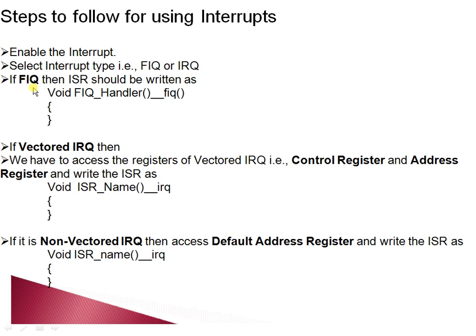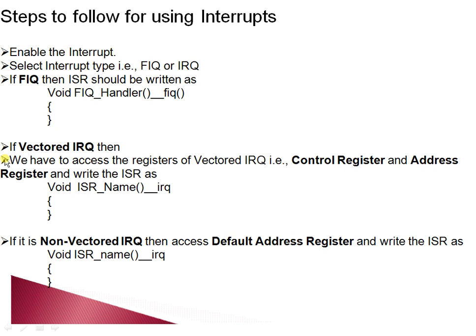If it is an FIQ, then we have to write an ISR with this syntax: void FIQ_Handler, and then double underscore FIQ. There is no parenthesis here, sorry. So if you are generating an FIQ, then you have to write the ISR with this syntax.